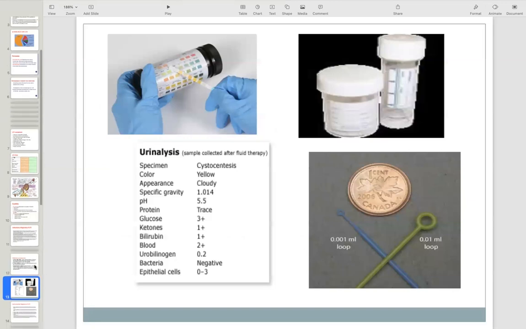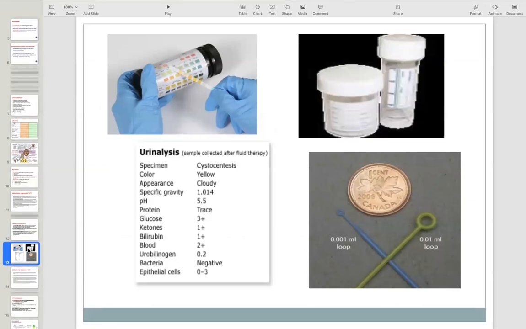So here are these types of laboratory analysis, urinalysis and its parameters.